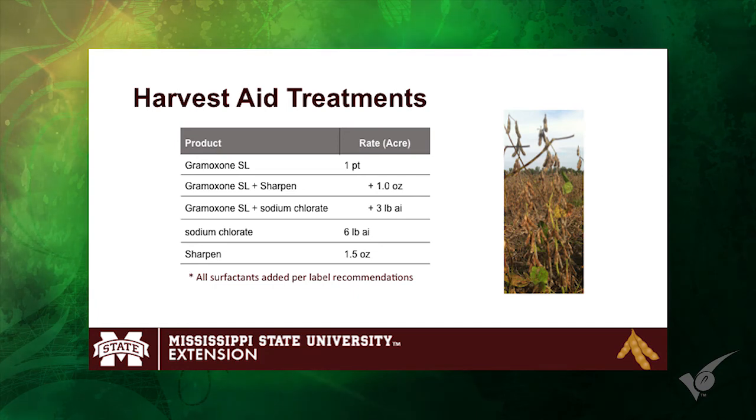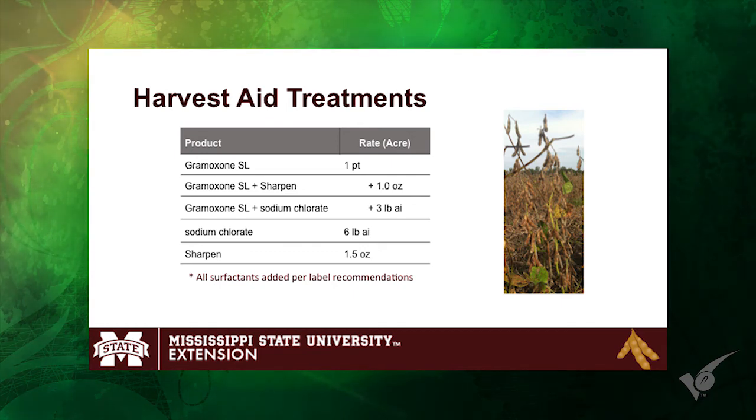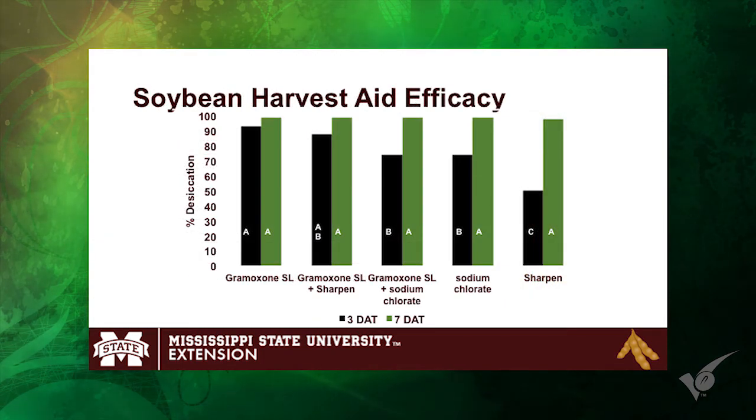Of course, Gramoxone by itself. We had treatments where we tank mixed Sharpen with Gramoxone, sodium chlorate with Gramoxone, and then of course sodium chlorate at a full rate by itself, and then Sharpen at 1.5 ounces by itself. The question becomes, particularly with the Gramoxone and sodium chlorate, had a lot of questions on that this year. Is that combination needed from an efficacy standpoint?